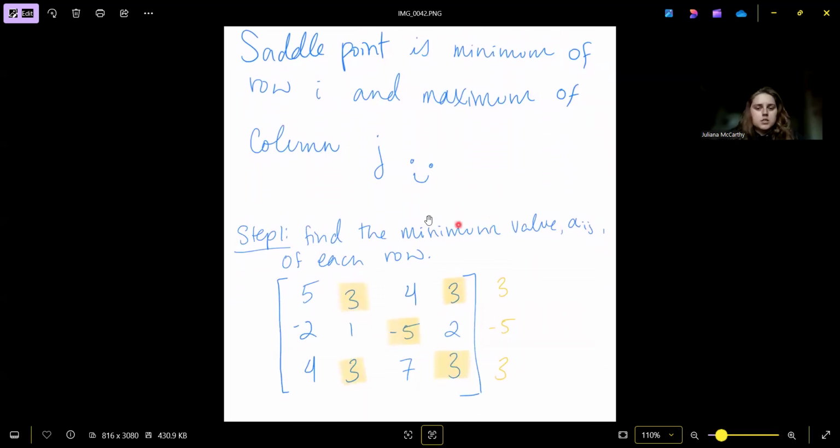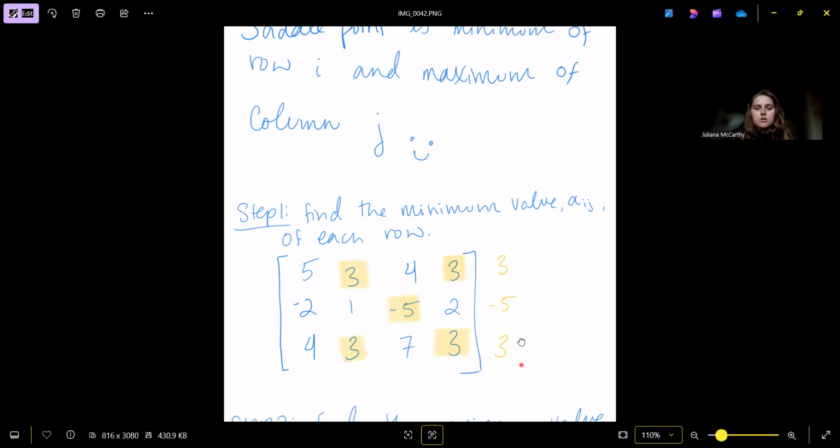Our first step is find the minimum value, A_ij, of each row. So we look at each row individually, find the minimum value. The minimum value of row 1 is 3, because we have 5, 3, 4, and 3. So I highlighted them, wrote it off to the side. Moving on to the second row, the minimum value out of -2, 1, -5, and 2 is -5. So I wrote it there. And then our last row, we have 4, 3, 7, and 3. The minimum value is 3.